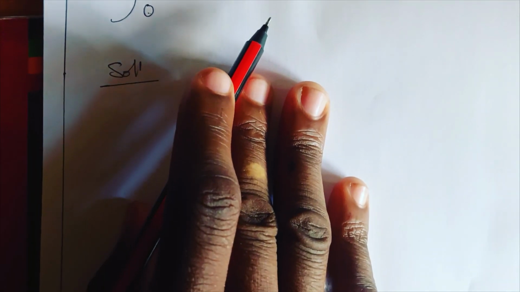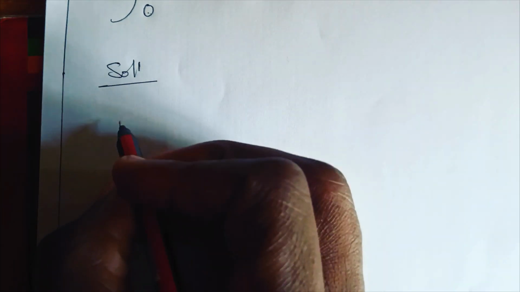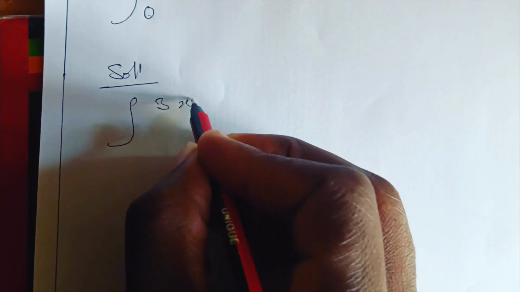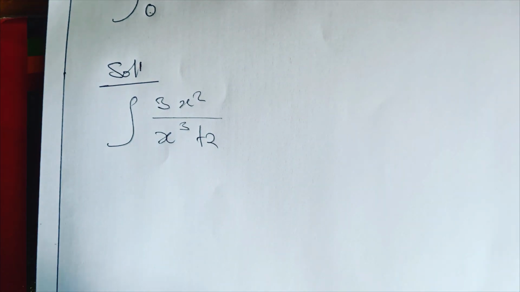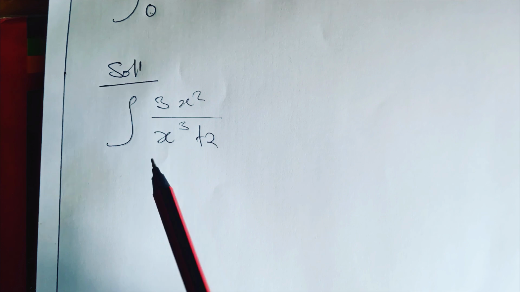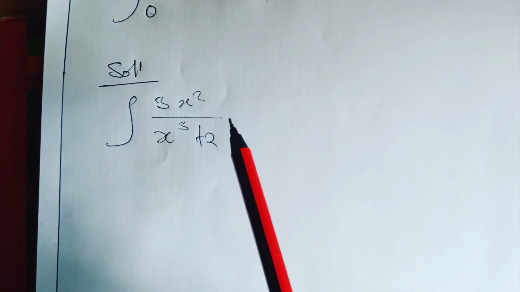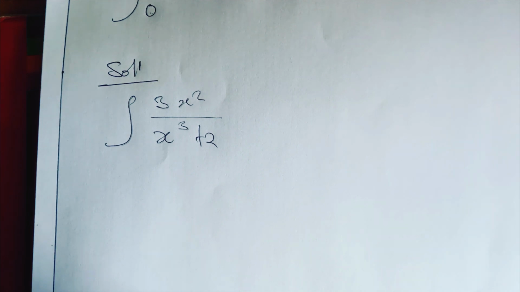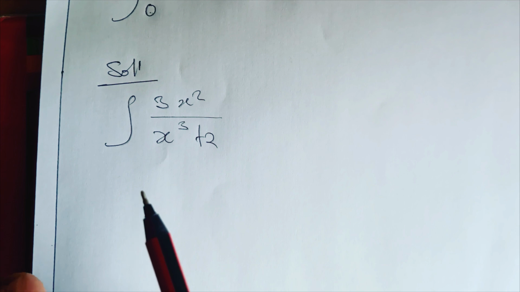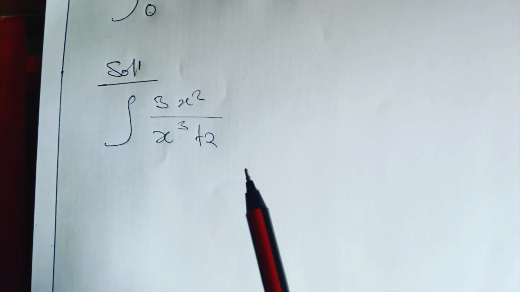Okay, so we have the first question, the integral of 3x squared over x cubed plus 2. If you look at this question, there are different methods that you can use to integrate. There is integration by u substitution, integration by parts, and also partial integration. These are some of the methods that you can use to integrate.